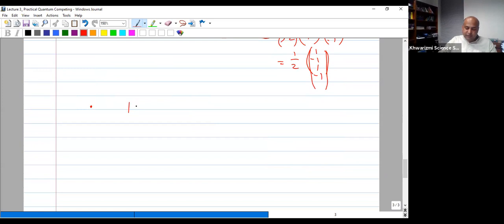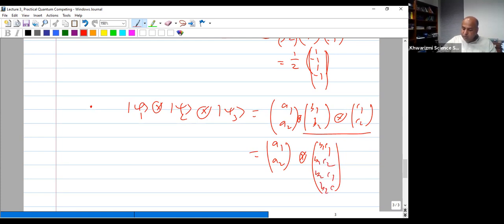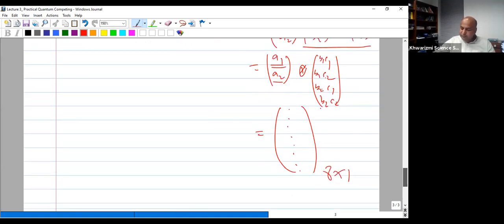So if you have, let's say, a tripartite state, (A1, A2) tensor (B1, B2) tensor (C1, C2), this can also be proceeded in the same way. You first work out this one: B1 C1, B1 C2, B2 C1, B2 C2. Now the next step is that you multiply this A1 with all four of these, and you have these four numbers, and then you multiply this A2 with all four of these, and then you have four more numbers. So this is like an 8 by 1 matrix. This way, we can construct these matrices for arbitrary qubit states.